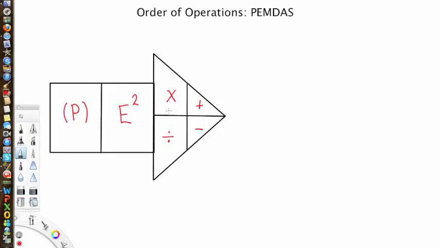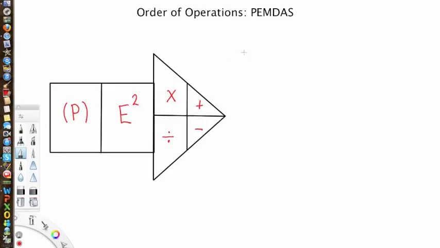One's not more important than the other, and the way you determine which one to do first is you just read left to right. If you have multiplication and division operators in the same expression, whichever one comes first when you're reading left to right, that's the operator that you do first. And that's the same thing when you come to addition and subtraction. One does not have prominence or a higher rank than the other. They're equal. So whichever one comes first, left to right, is the operation that you will do first.